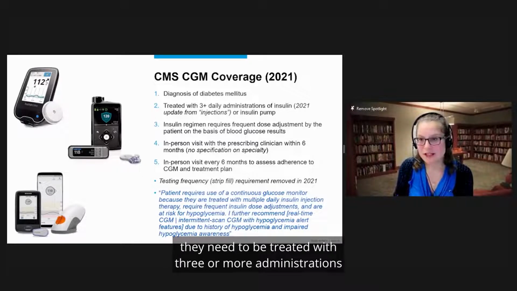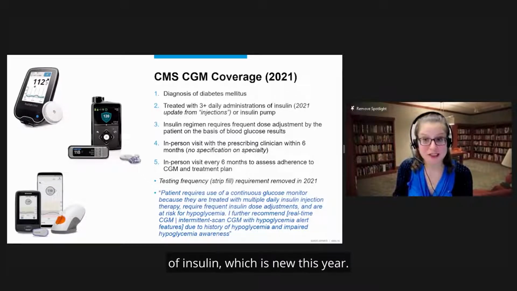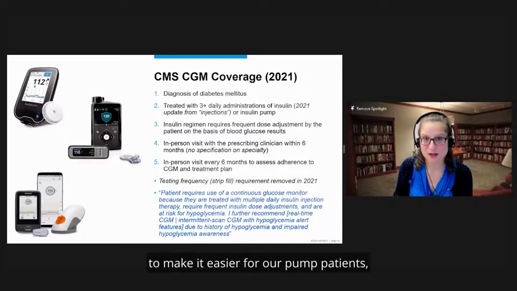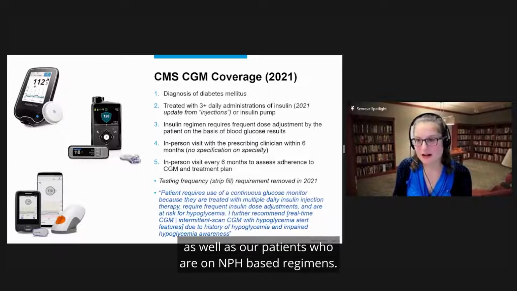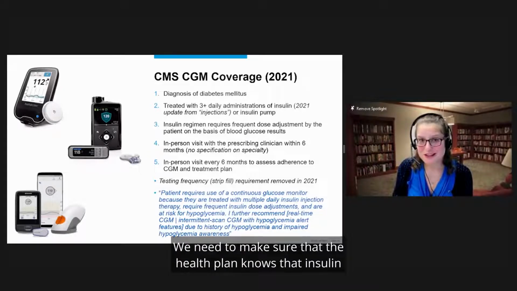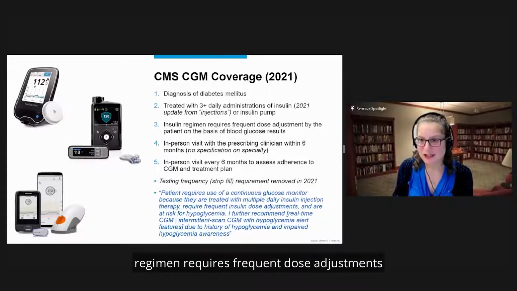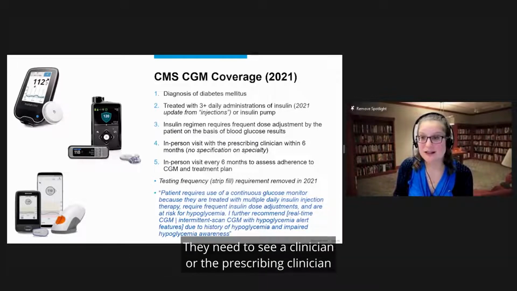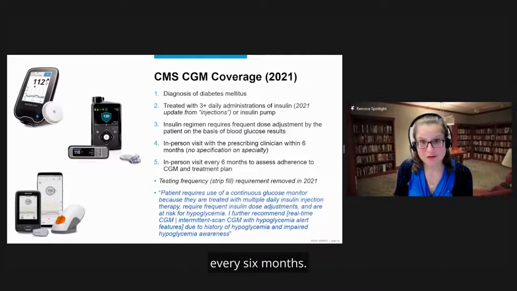They need to be treated with 3 or more administrations of insulin, which is new this year. It used to be injection. Now it's administration to make it easier for our pump patients, as well as our patients who are on NPH-based regimens. We need to make sure that the health plan knows that insulin regimen requires frequent dose adjustments on the basis of blood sugar levels. They need to see a clinician, the prescribing clinician, every 6 months.